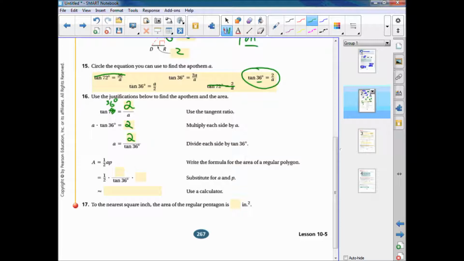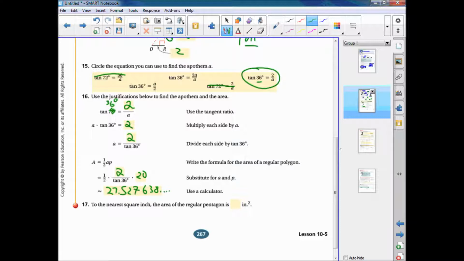Now we're not going to work that out yet. We're going to save it for when we type on the calculator all at the end. So we're going to have 1/2 times the apothem times the perimeter, which was 20. We found that above. And then we type that on our calculator, and we're going to get about 27.5276388, bunch of other stuff.